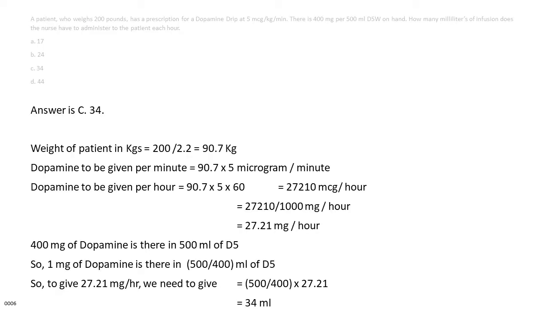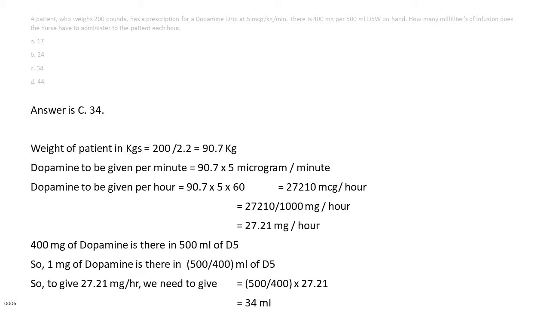Answer is C. 34. Weight of patient in kgs equals 200 over 2.2 equals 90.7 kg. Dopamine to be given per minute equals 90.7 multiplied by 5 microgram per minute. Dopamine to be given per hour equals 90.7 multiplied by 5 multiplied by 60 equals 27,210 micrograms per hour equals 27,210 over 1,000 milligrams per hour equals 27.21 milligrams per hour.